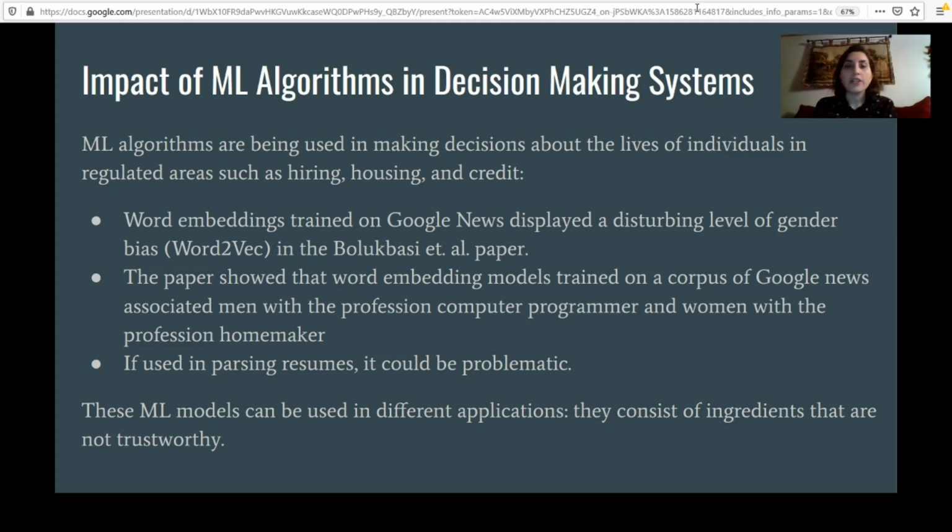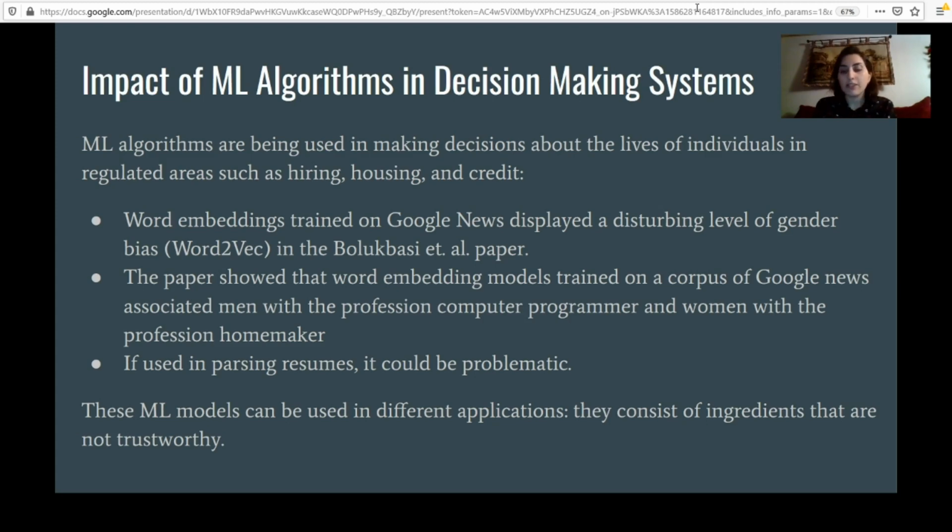For example, in hiring, housing, credit. Bolukbasi et al. showed that Google News trained with Word2Vec displayed a disturbing level of gender bias. They also explained further that the profession computer programmer was associated with men and the profession homemaker was associated with women. If this type of AI is used in parsing resumes, what would that result in? That would be really problematic, and it would most likely hire men compared to women.